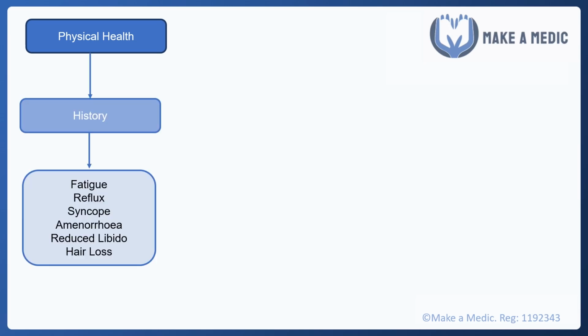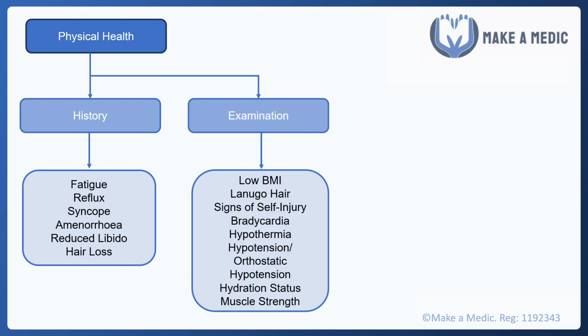We need to think about physical health in anyone with an eating disorder. So first of all, we're going to want to take a history and look for some symptoms that are associated with anorexia nervosa. They could include fatigue, acid reflux, syncope or pre-syncope, amenorrhea, reduced libido, and hair loss. In terms of examination, we'll want to get an up-to-date BMI on the person or use centile charts if they're under the age of 18.